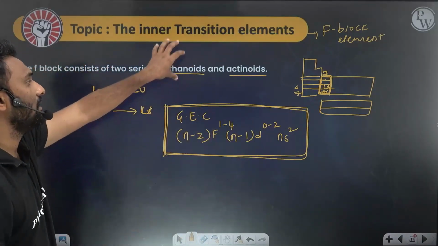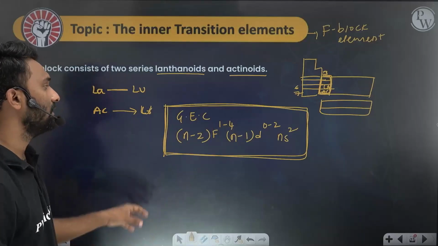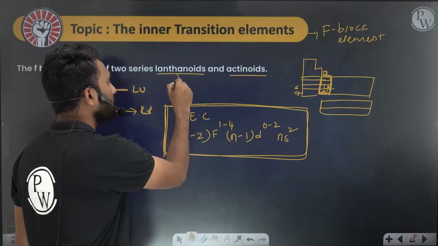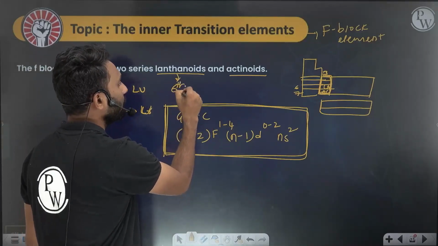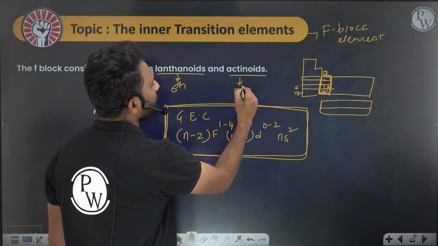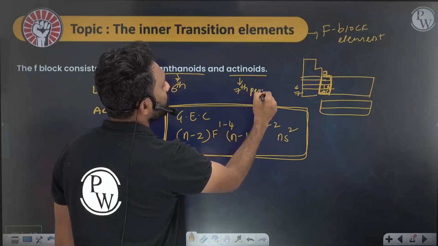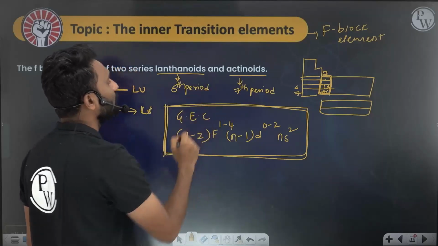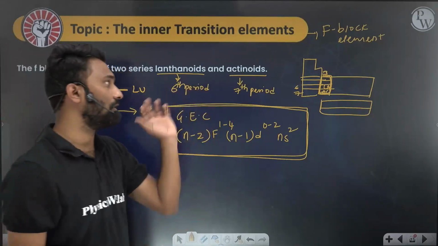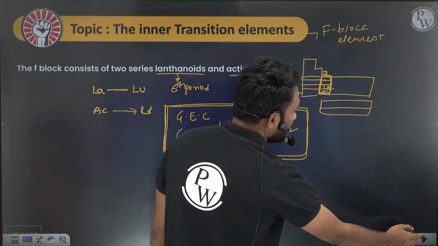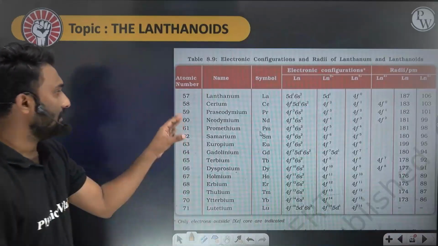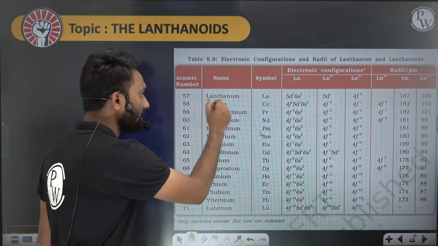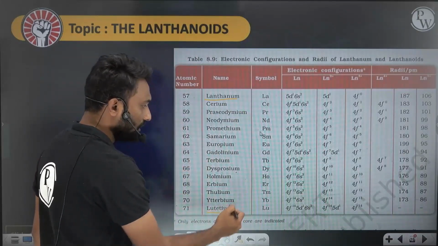Now lanthanides and the actinides. Lanthanides will start from the 6th period. Actinides will start from the 7th period. Now we'll see what are the elements that are present in the lanthanides and what are the elements present in the actinides. Lanthanides start from lanthanum and end at lutetium.